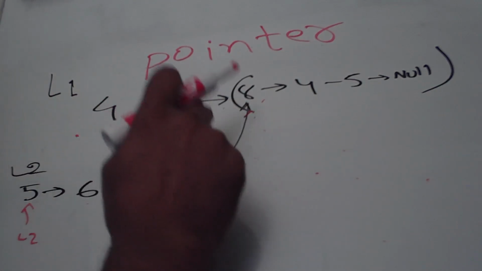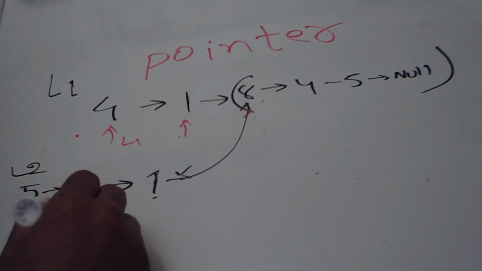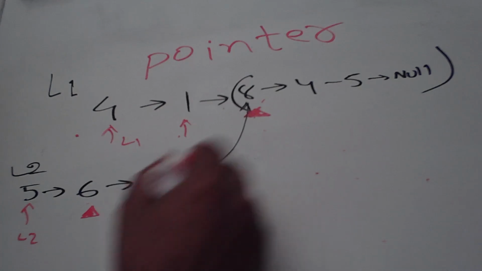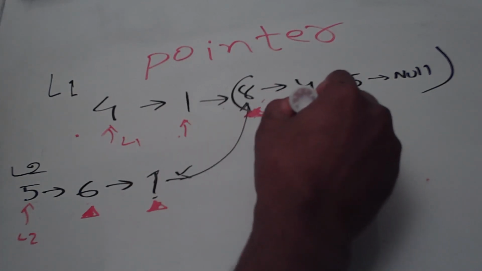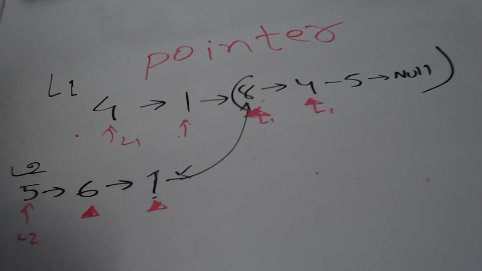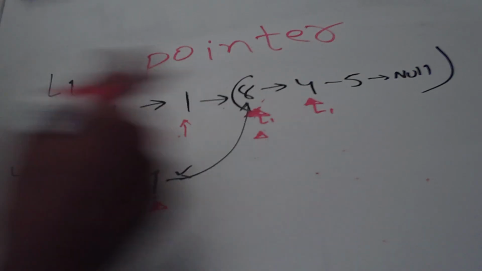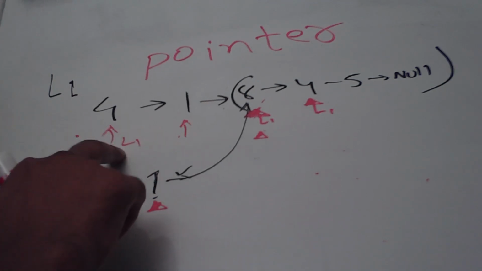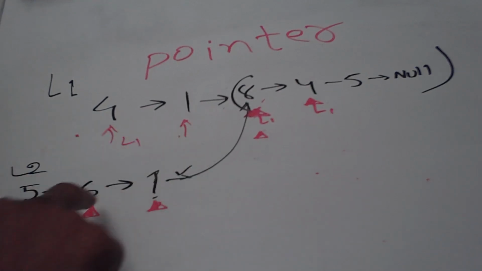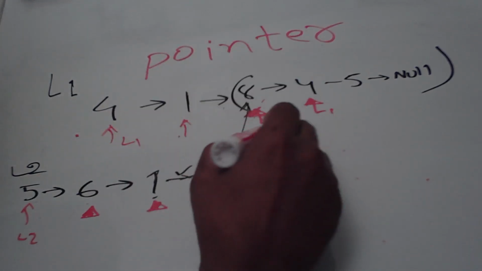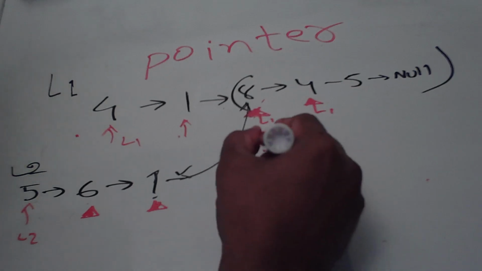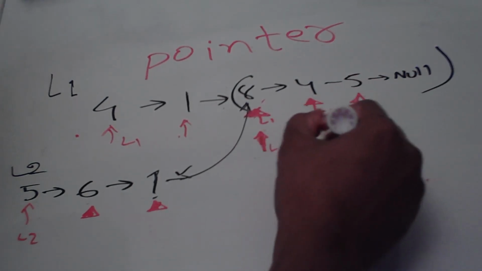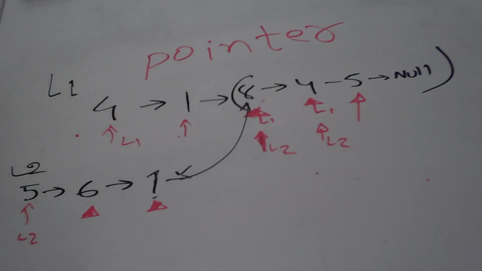L1 goes to 1, L2 goes to 6, then L1 goes to 8, L2 goes to 1, L1 goes to 4, then L2 goes to 8. L1 goes to 5, and L2 goes to 4.